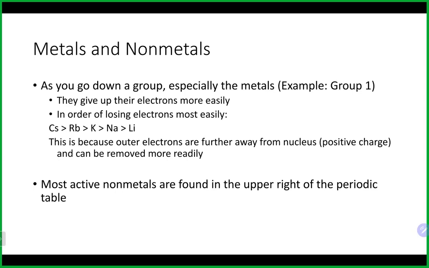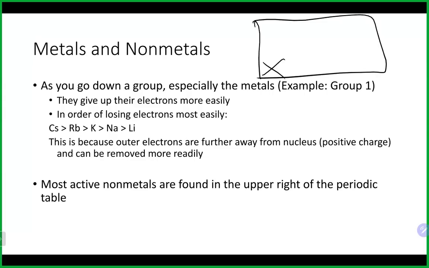I'm sorry, as you go down a group, I said that backwards. As you go down a group, they tend to give up their electrons a lot easier. So the most reactive metal that you could find on the periodic table is located right there, the bottom left corner of the periodic table.